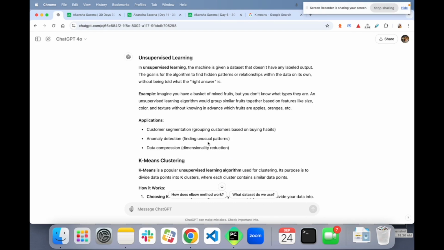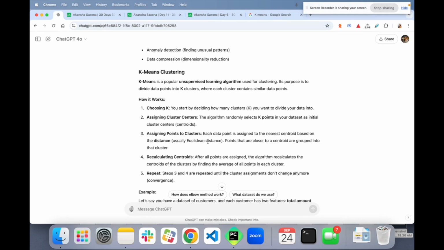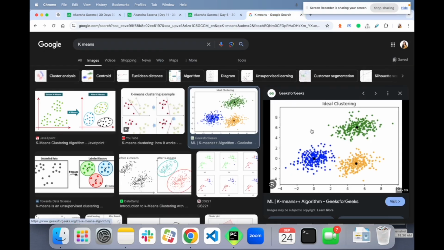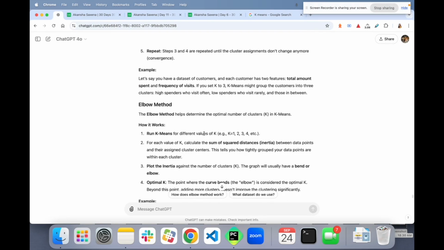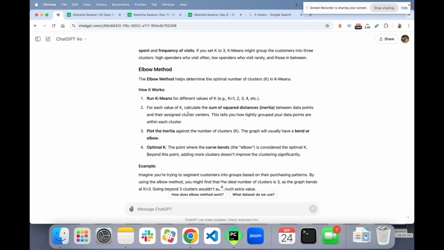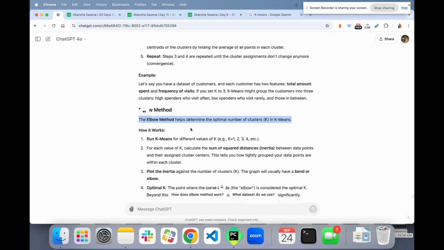We have understood what unsupervised learning is: it does not have targets or labels. K-means clustering, as in how many clusters we have to divide into, then selects random centroids and assigns each point to the nearest centroid based on the Euclidean distance, and keeps on repeating until there is no change. Then we are left with the elbow method. The elbow method helps determine the optimal number of clusters K. So the elbow method helps us decide what K we have to choose.